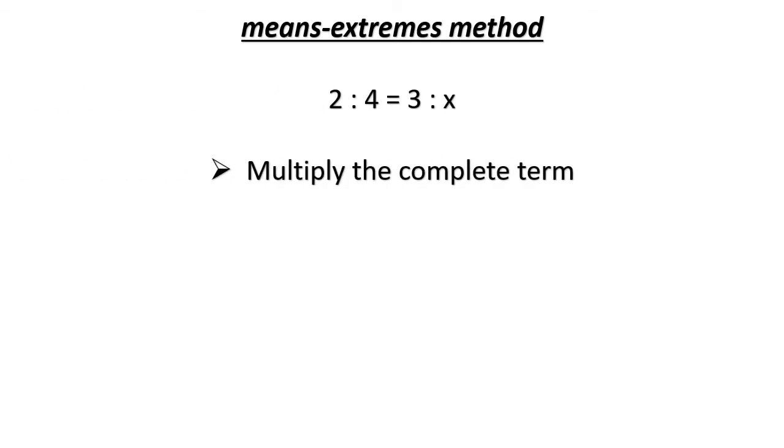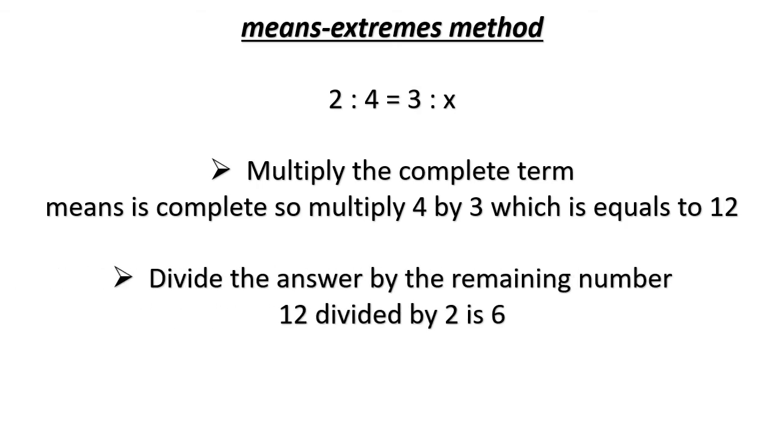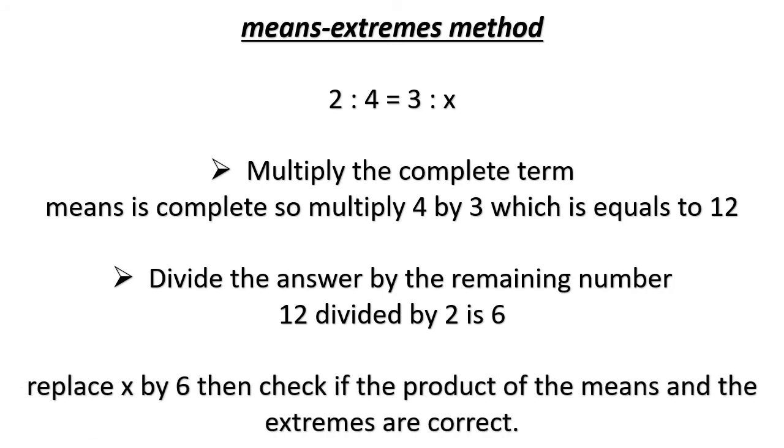Means extremes method. Step 1 is to multiply the complete term. In the example, the complete term is the means, which is 4 and 3. Multiply 4 by 3. It equals 12. Step 2 is to divide the answer by the remaining number, which is 2. Divide 12 by 2, the answer is 6. Replace x by 6, then check if the product of the means and the extremes are correct.